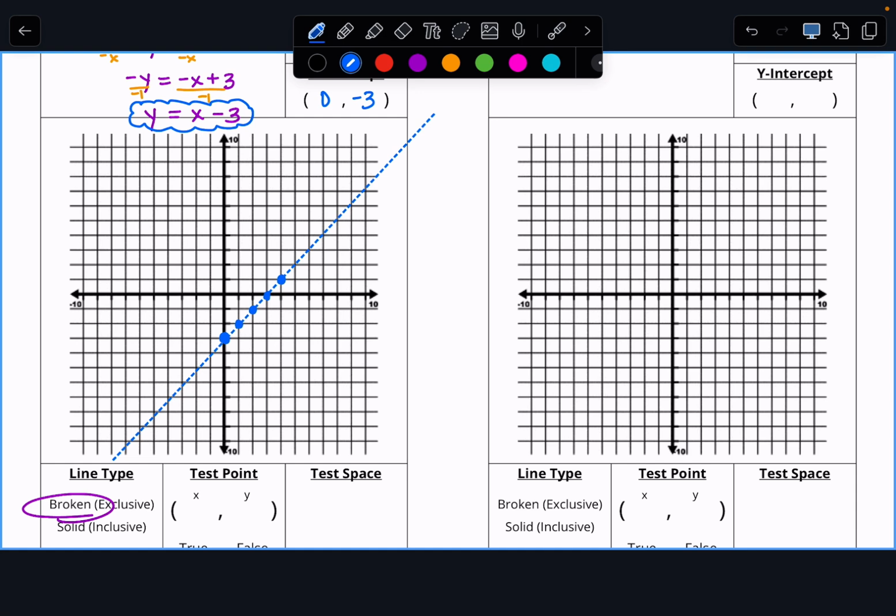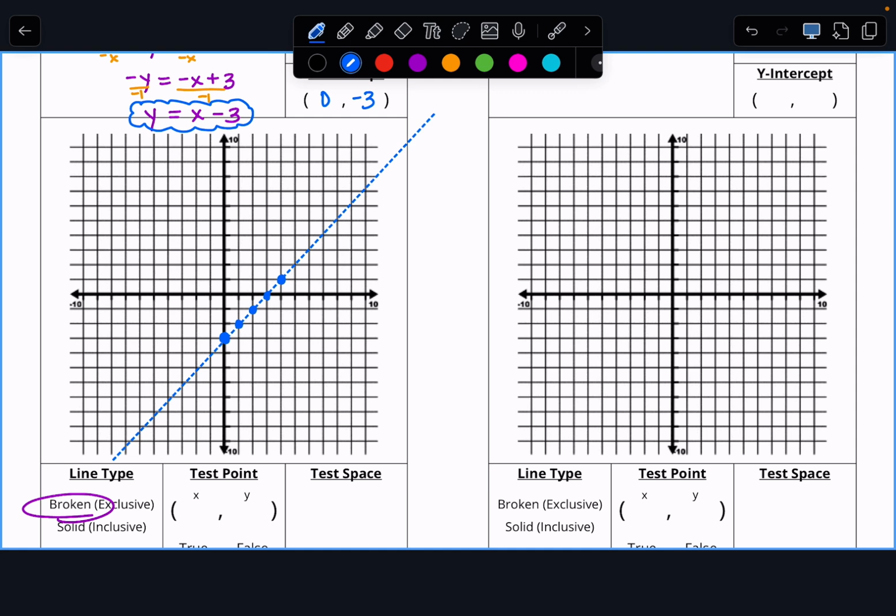Yeah. It's like a music note. It's like a bucket. Okay. Do we have that graphed?